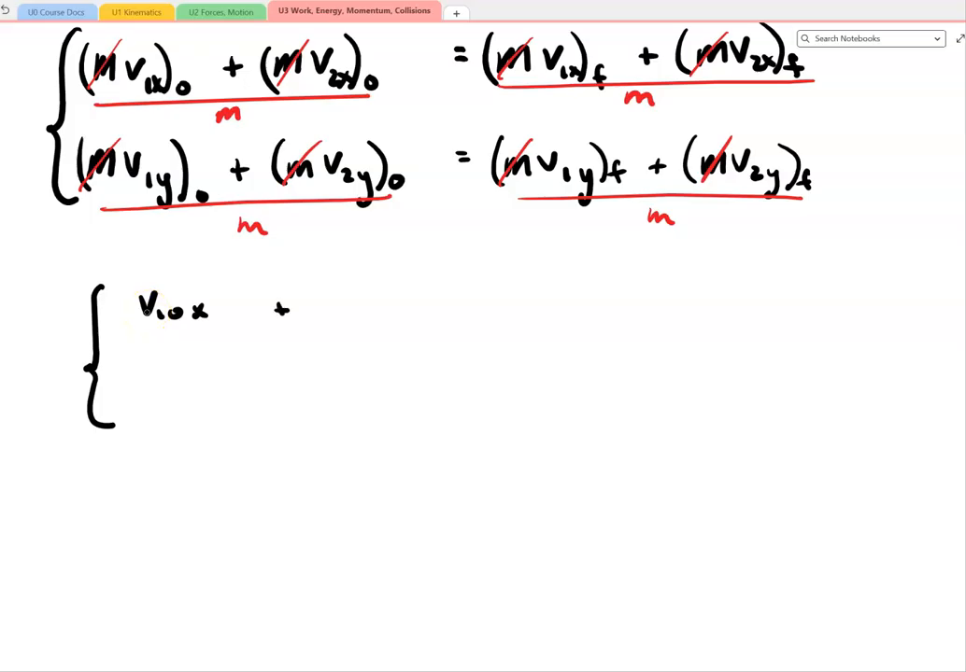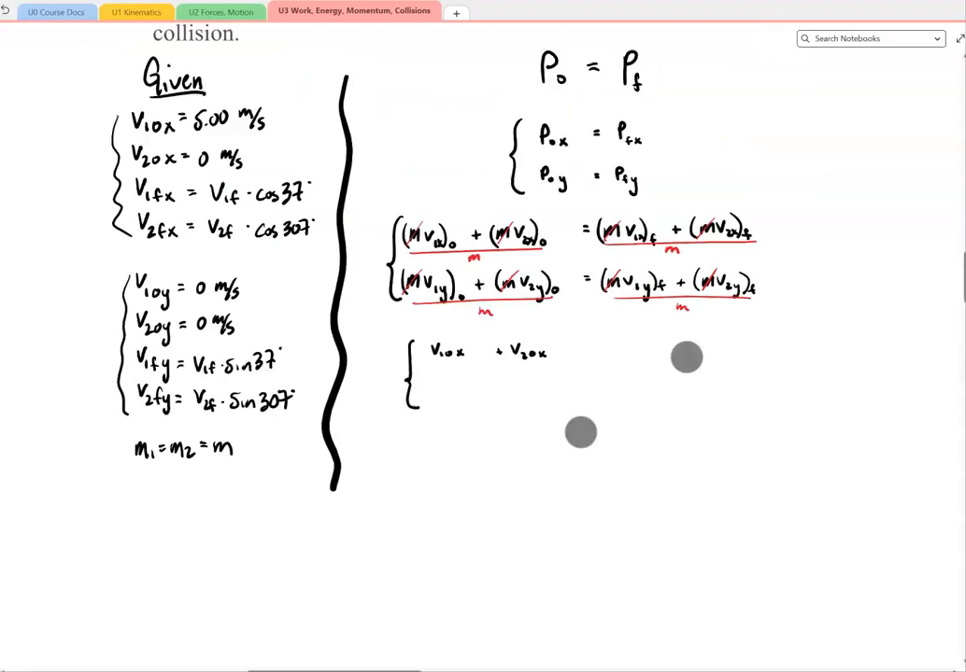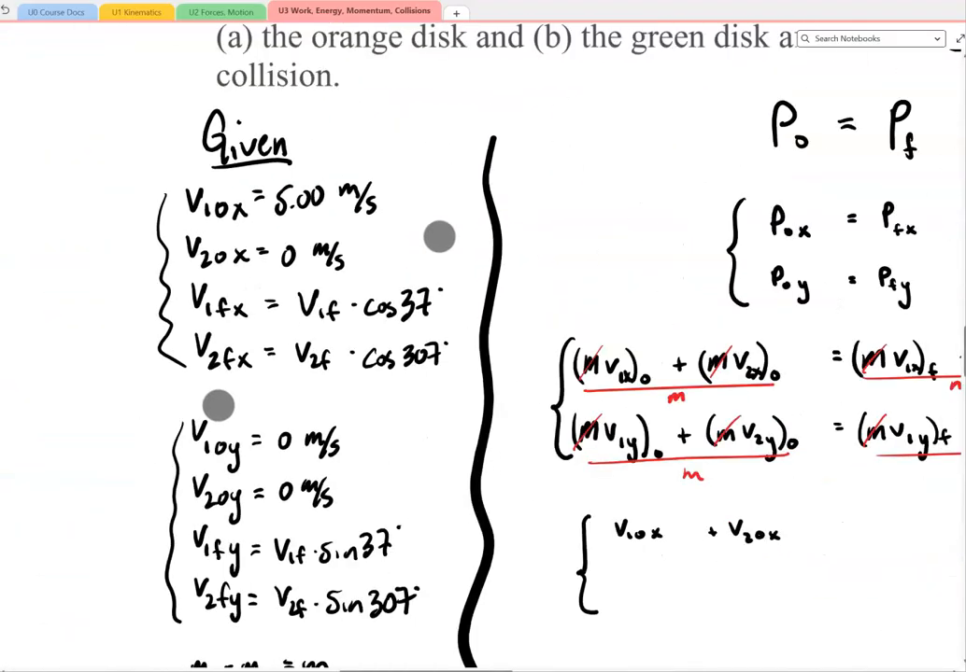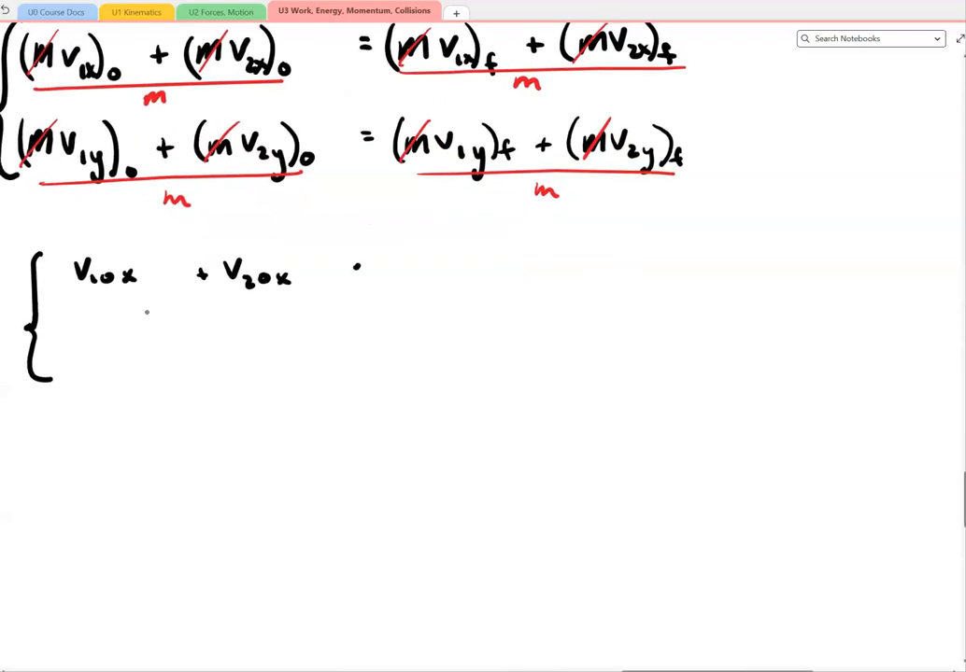V1 initial in the x direction plus V2 initial in the x direction. Now those are numerical quantities that we know from our given data over here. So that's going to be substituted with numbers in a minute. It will be equal to V1 final velocity, so the diagonal velocity times cosine of 37, and V2 final velocity down the diagonal times cosine of 307. And then in our second row, virtually the same thing.